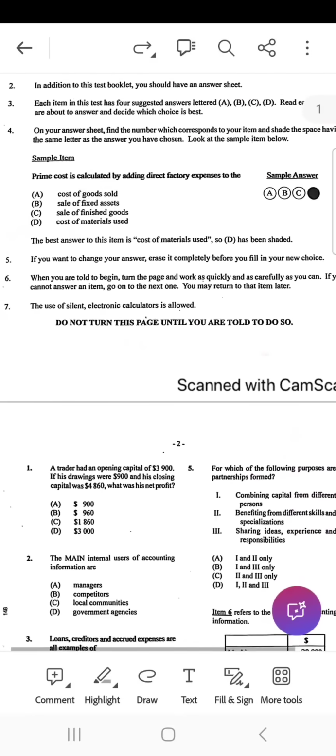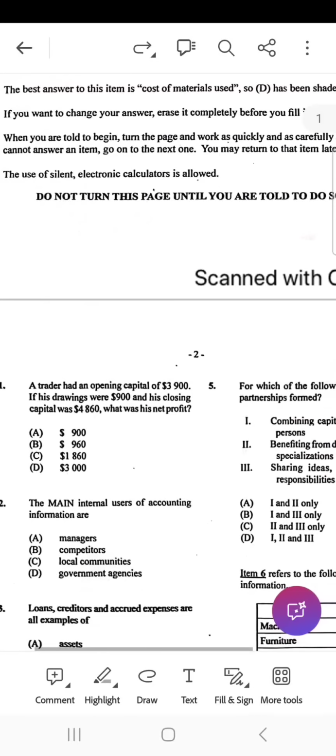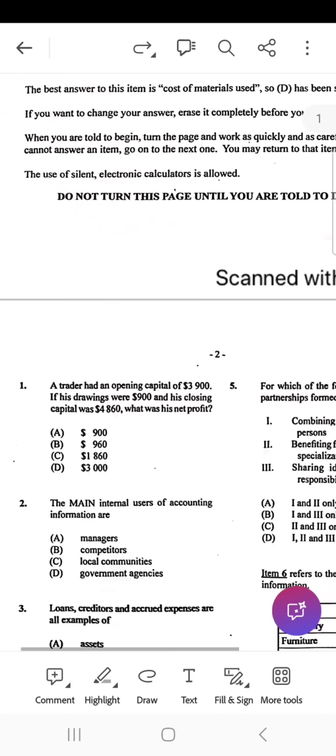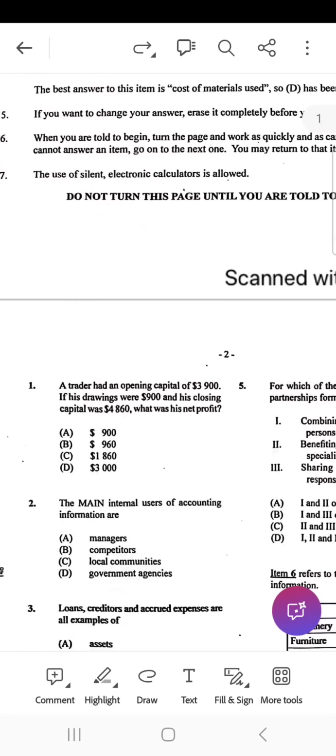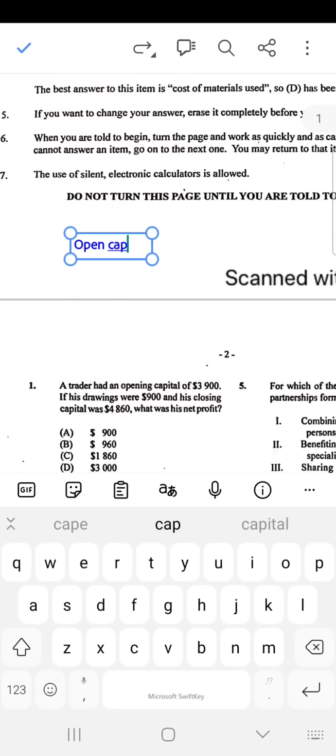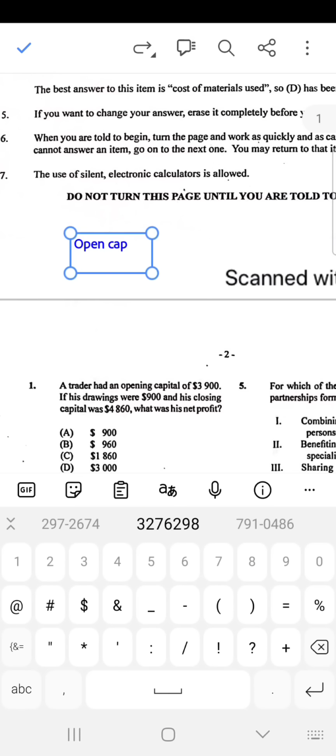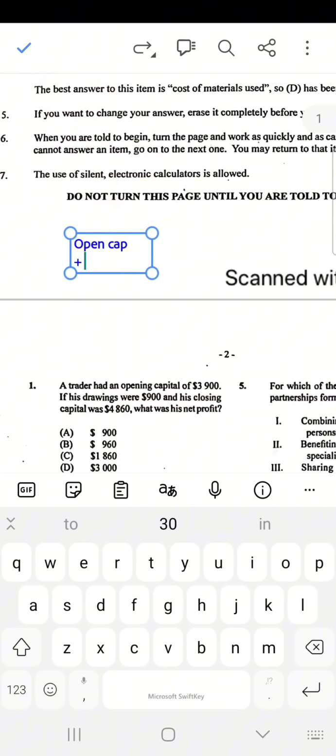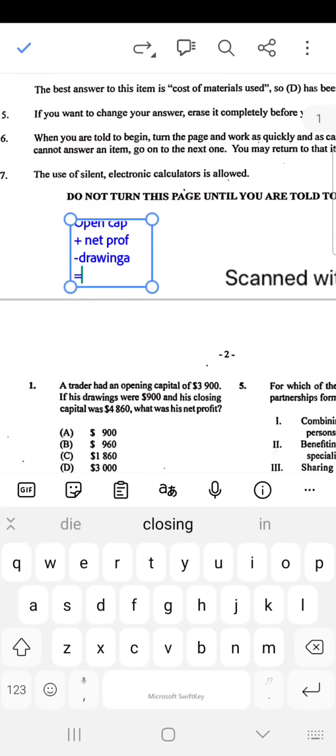May 2024. Number 1. A trader had an opening capital of 3,900. If his drawings were 900 and his closing capital was 4,860, what was his net profit? Well, we know, or at least we're supposed to know, that opening capital add net profit minus drawings, and this is a question that repeats quite often, equals closing capital.